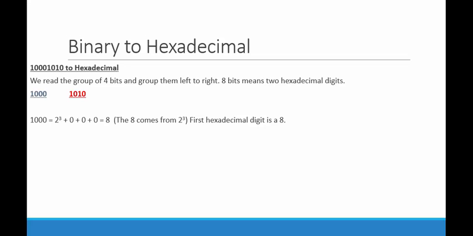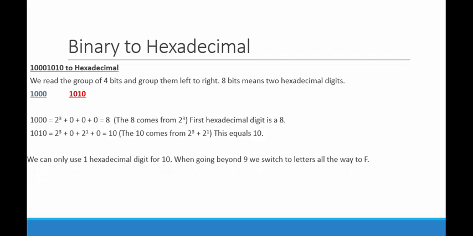Now, when I change 1000 into denary, I get 8, which comes from 2 to the power of 3. So I know my first hexadecimal digit is going to be 8 because 8 is less than or equal to 9. When I work out 1010 and change that into a denary number, it comes out to 10, which is 2 to the power of 3 plus 2 to the power of 1. That's going to be 10. Well, I can't use 10. I've got to use a letter, because we can only use one hexadecimal digit for 10. When going beyond 9, remember we switch to letters all the way to F, with A being 10, B being 11, C being 12, and so on.